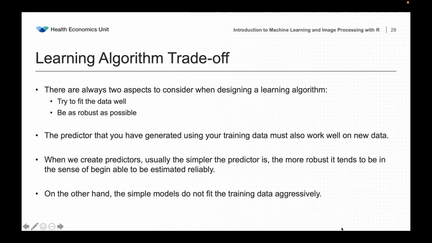On the other hand, the simplest models do not fit the training data aggressively. There are a lot of fancy models, even deep learning models. You have heard about a lot of machine learning models and you are confused about which one to start with. My recommendation is to always start with the simplest model. Why? Because here again, two kinds of models are possible: the parametric model and the non-parametric model.